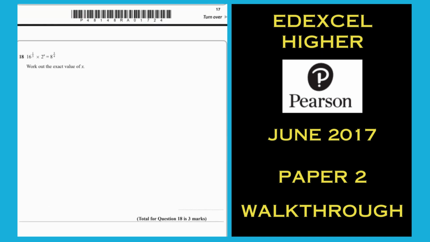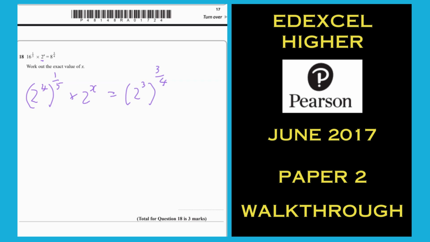Number 18, laws of indices. Now, even though you've got a calculator, good practice just to do it without, in my opinion. So 16 to the power of a fifth, 2 to the power of x, 8. The link is they are all powers of 2. So 16 is 2 to the power of 4. 2 is already in the 2 form. 8, though, is 2 cubed to the power of 3/4.